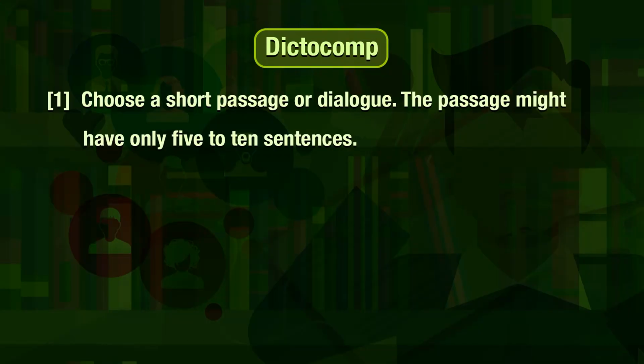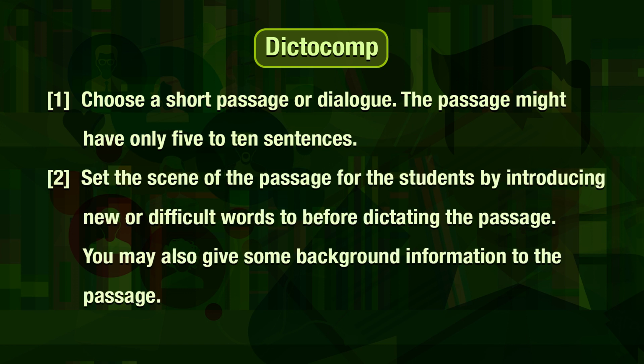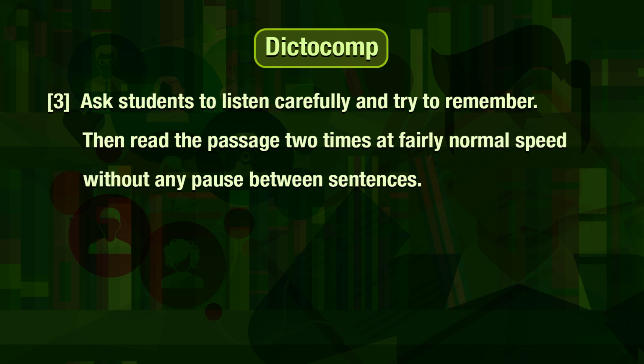Choose a short passage or a dialogue. The passage might have only 5 to 10 sentences. Then set the scene of the passage for the students by introducing new or difficult words before dictating the passage. You may also give some background information to the passage. Then ask students to listen carefully and try to remember.